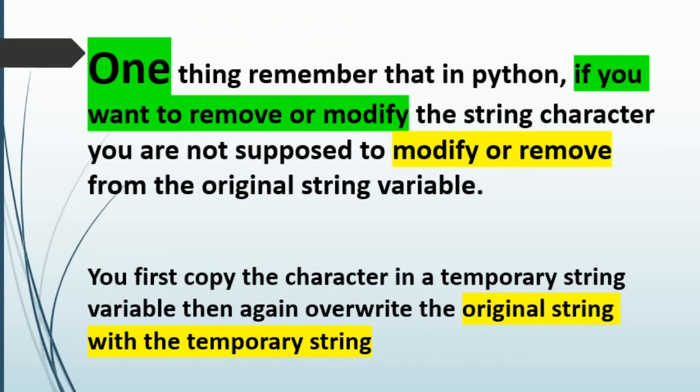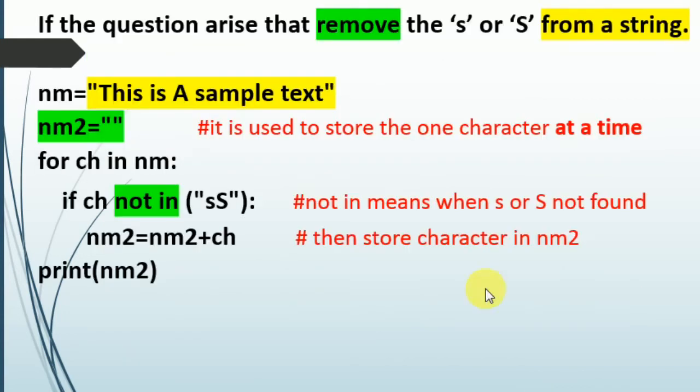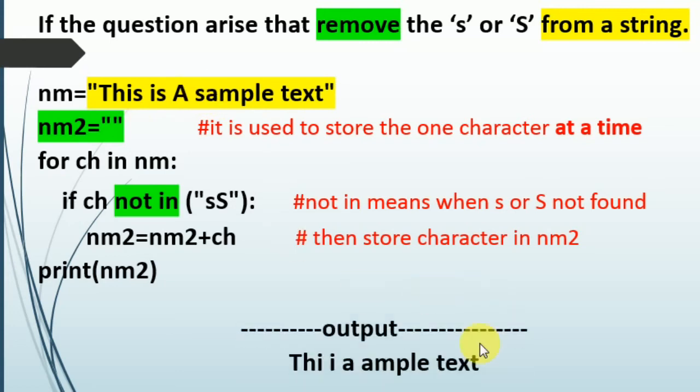So let us first, I'm going to show you the full program, then we will discuss how it is going to be done. Now if the question arises that remove s or small s from the string, I'm taking the same sample nm. This is a sample string. It means these 2 s are going to be removed, and the answer is going to be "Thi a ample text". Means s or S has been removed.